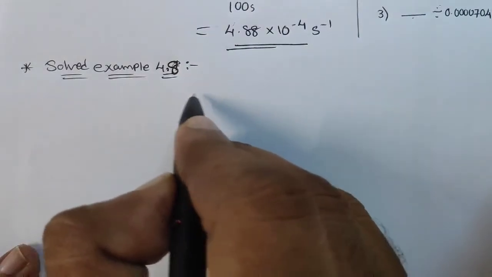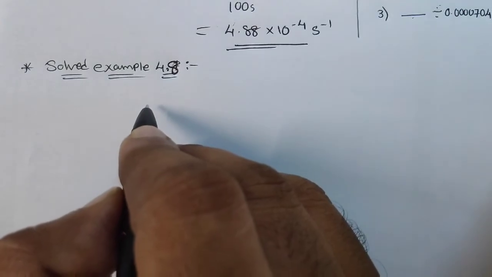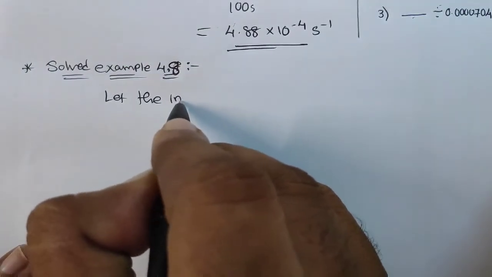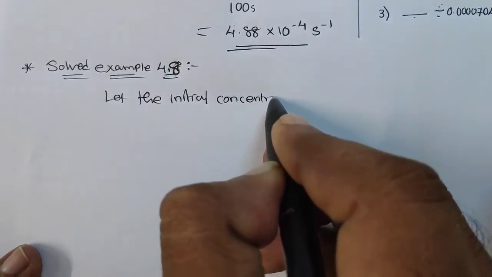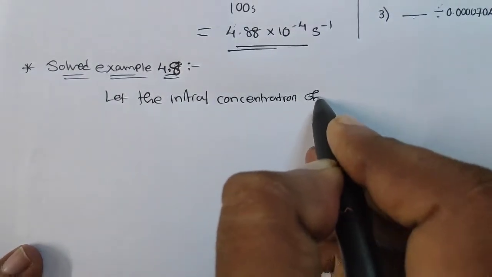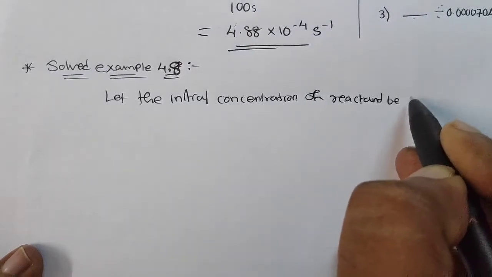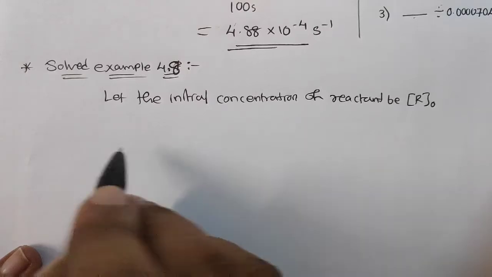We have to prove that this reaction takes 10 times the half-life, as given. Okay, so first we will start. Let the initial concentration of reactant be R0. Understood? Initial concentration R0.